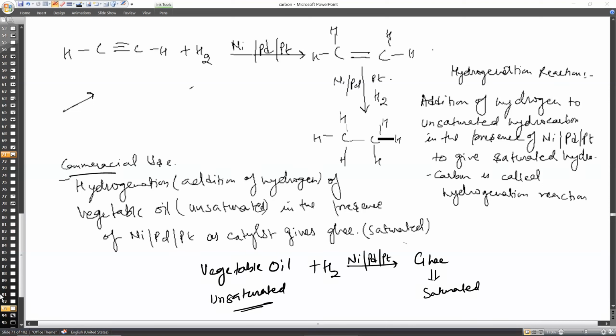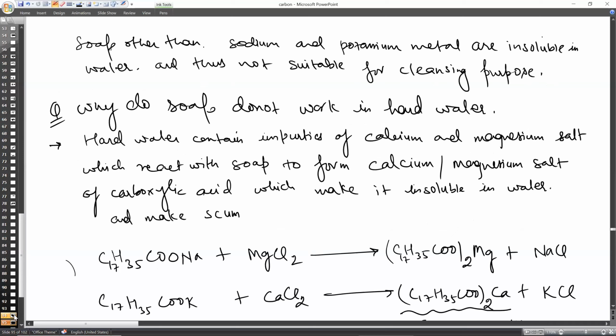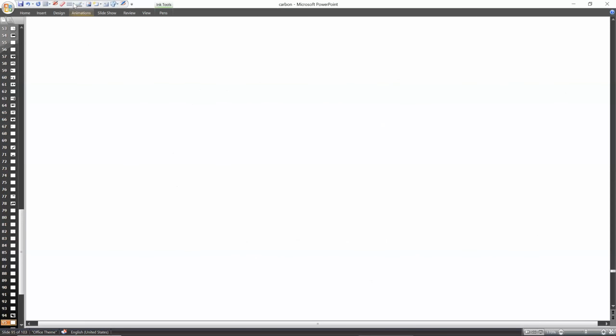We need to start the saponification reactions. And what is the saponification reaction actually? And soap and detergents. Okay, do we have written the harmful effect of drinking alcohol and some of these? Tell me fast. Yes, sir. Okay, so we need to start the saponification reaction.